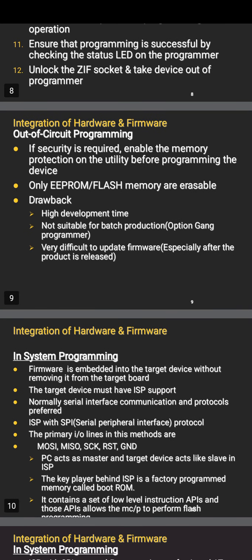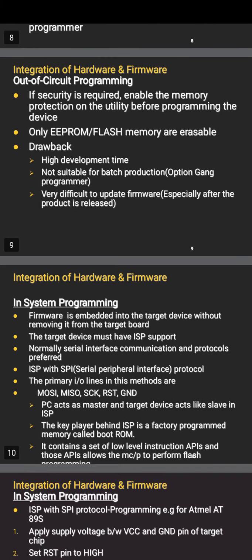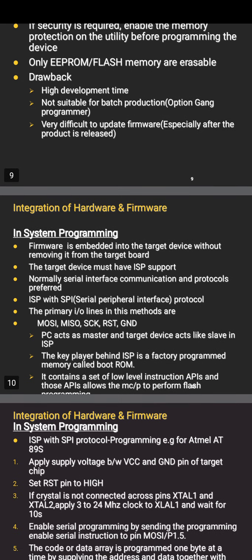Normally the programming device has only one SIP socket, so it is possible to program only one chip at a time. That is, it is not suitable for batch production. A large number of ICs cannot be programmed at a single time, or in parallel. And upgrading the firmware is also very difficult in this method. So we are going for the second method, that is in system programming.